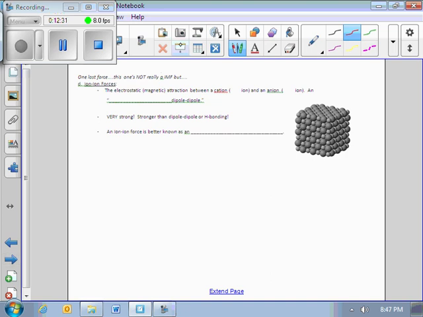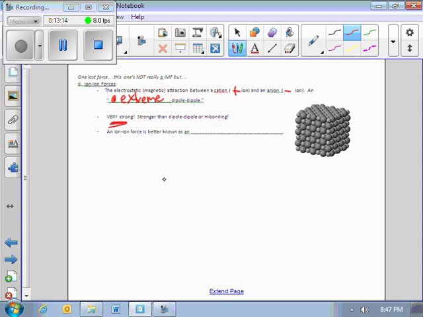Finally, this one's not really an IMF because IMF stands for intermolecular force. These aren't about molecules, but it's called an ion-ion force. This is the easiest one of all of them. It's the electrostatic attraction between ions. So a cation, which has a positive charge, like a cat, positive, and an anion, which has a negative charge. It's an extreme dipole because it's literally a positive ion attracted to a negative. So it's like dipole on steroids. It's very strong, stronger than dipole or even hydrogen bonding.